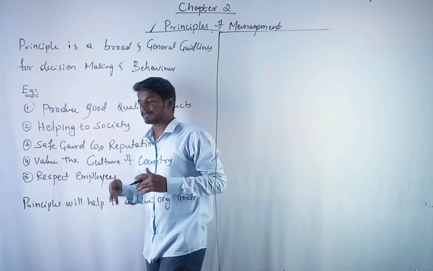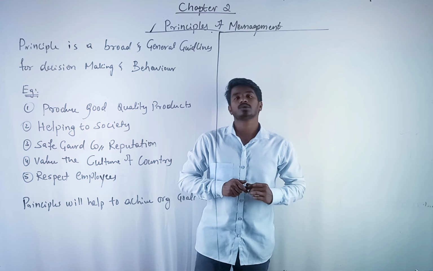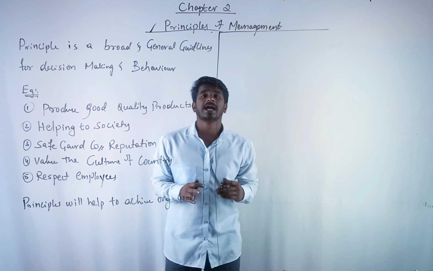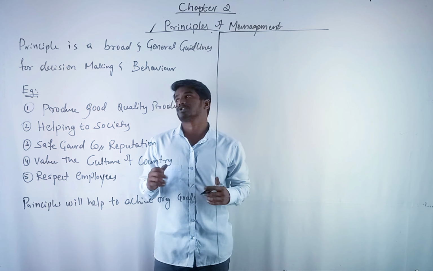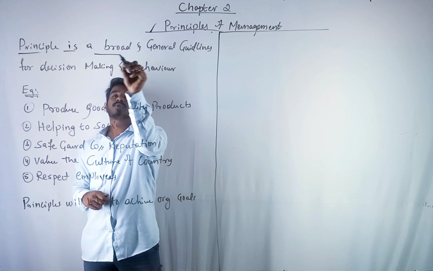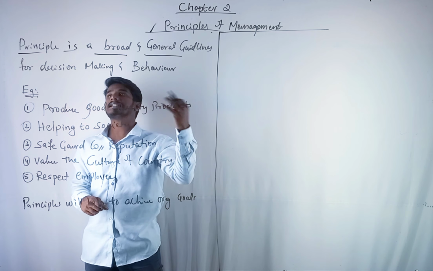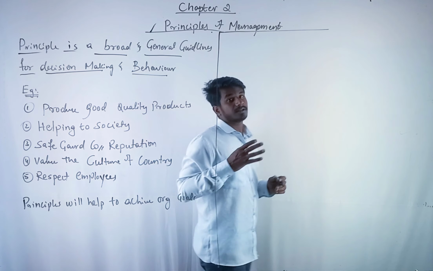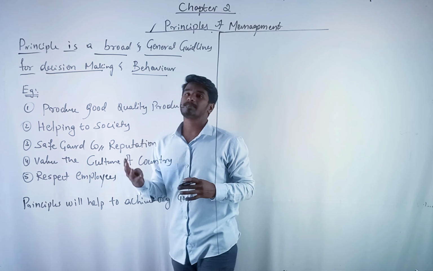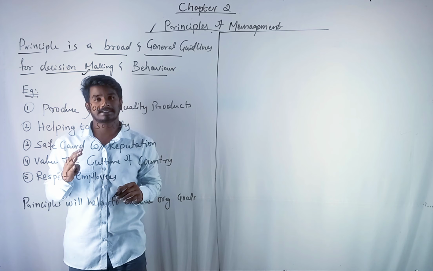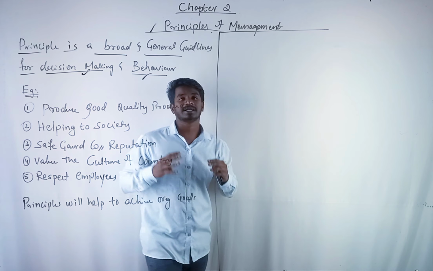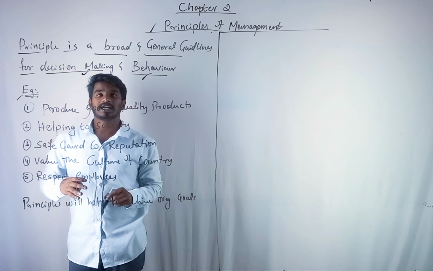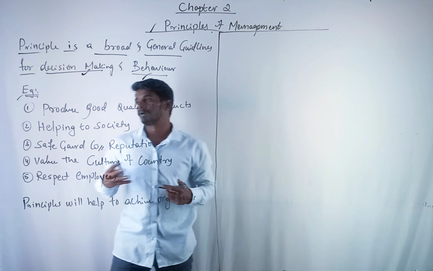Today we are going to start a new chapter of your business studies, Principles of Management. What are principles? Principles are certain rules and guidelines to follow, through which we can achieve our organizational goals. A principle is a broad and general guideline for decision making and behavior. These principles will help us to make decisions and make our behaviors proper. Let us take certain examples to understand better.